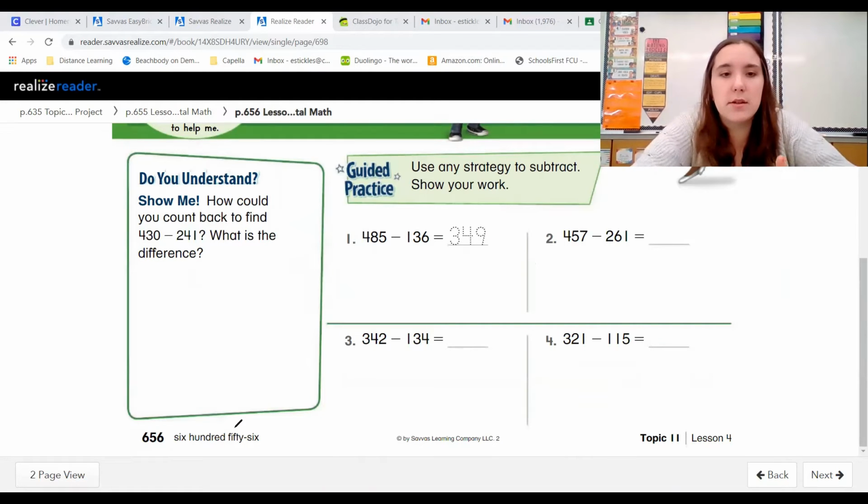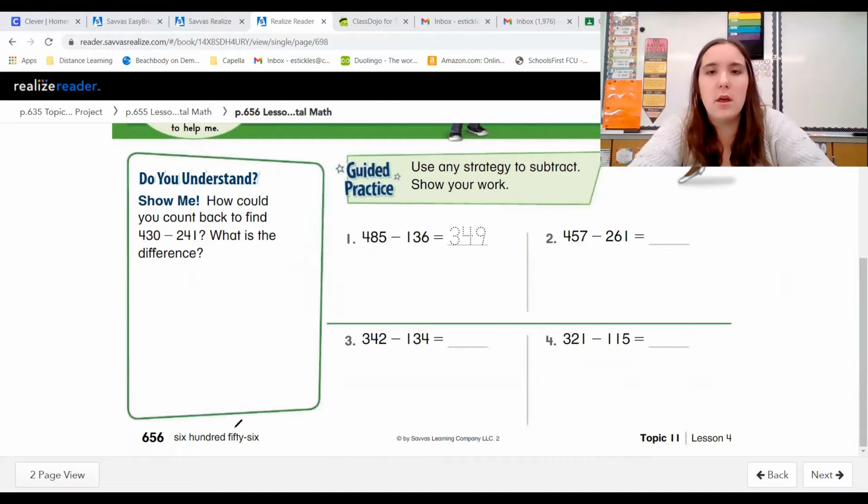Okay, guys, let's go hop in that workbook and do some subtraction problems. We're going to start off on page 656 in our workbooks. So if you need to pause me and go get your pencil and turn to that page, go and pause me now. And when you're ready, we're going to come back and do these problems together.